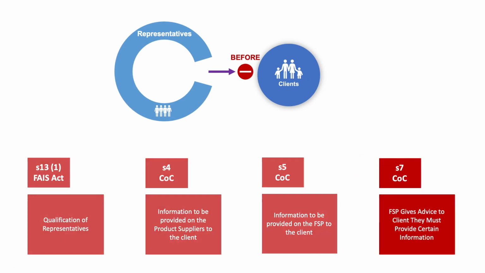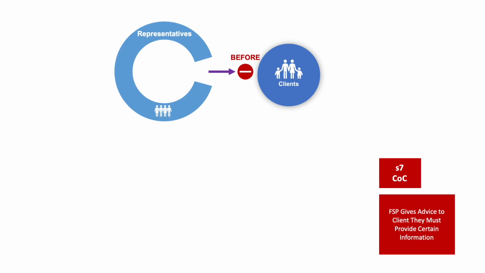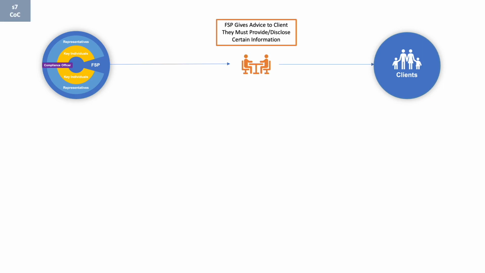Finally, we look at Section 7 of the Code of Conduct. This section deals with the information that an FSP must provide the client with regards to the financial service they are rendering. When an FSP gives advice to the client, the FSP must disclose and provide certain information relating to the financial services being rendered.